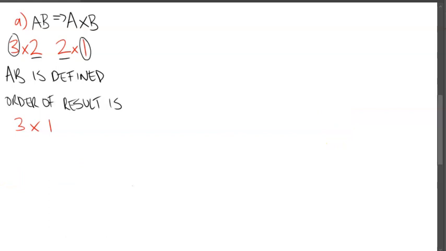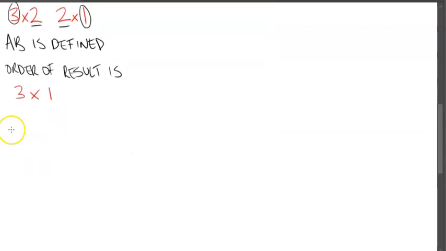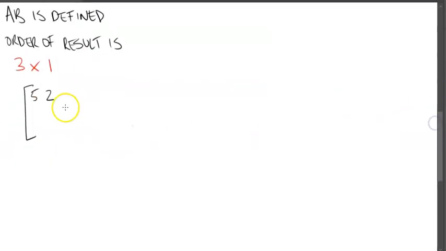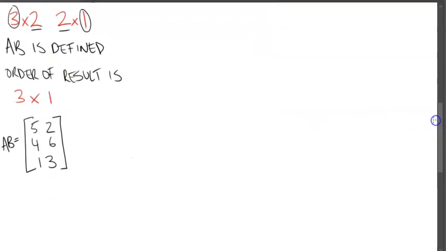Alright, I'm going to go ahead and now do the next step of completing the matrix multiplication. So A is 5 2, 4 6, 1 3. I usually have my answer sheet with me, but I don't have a printer at all. So I kind of have to rely on the other document that I've created, and B is 8 9.